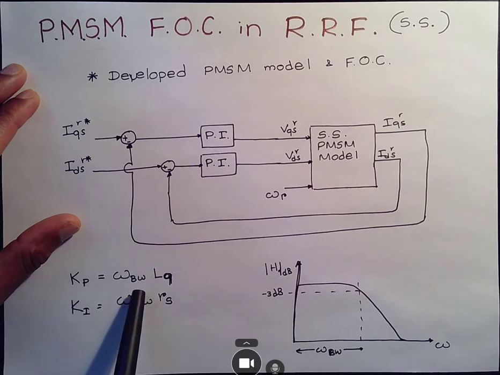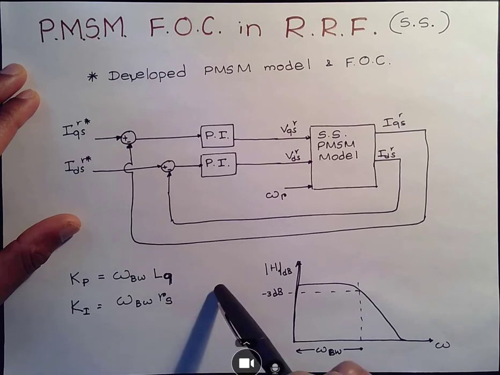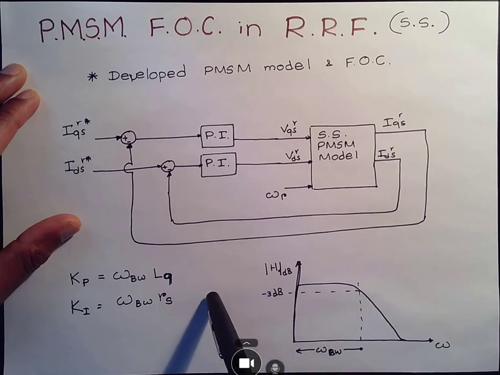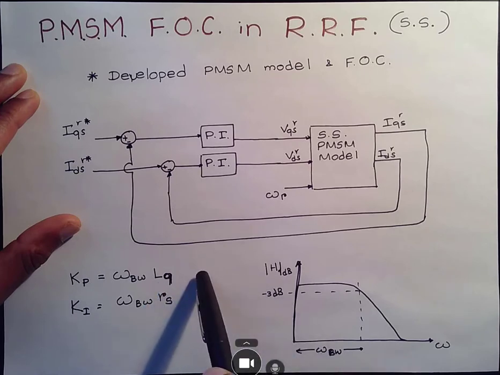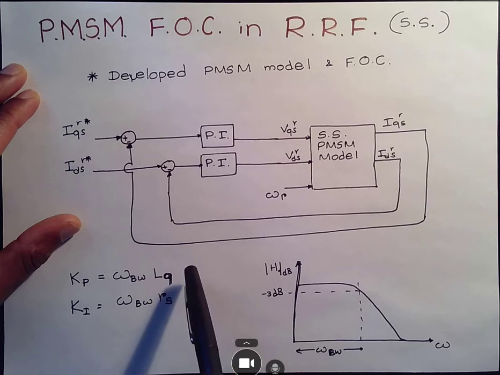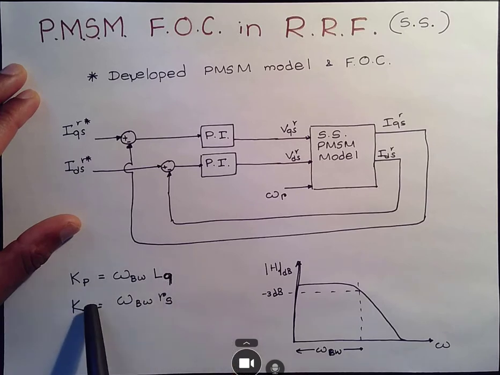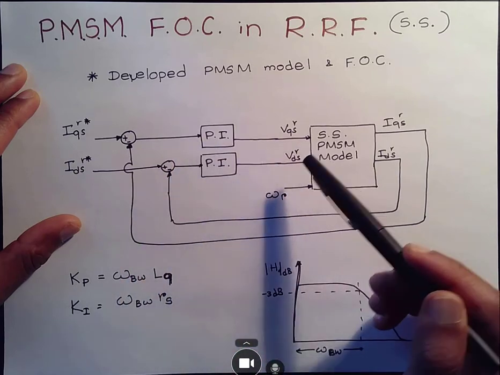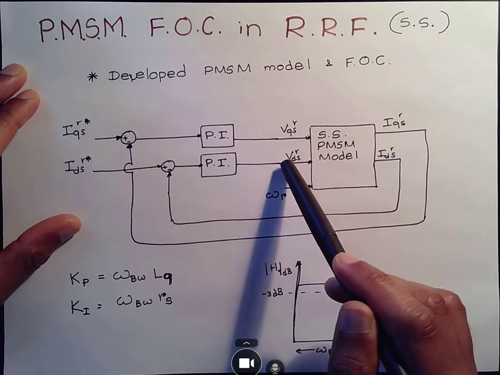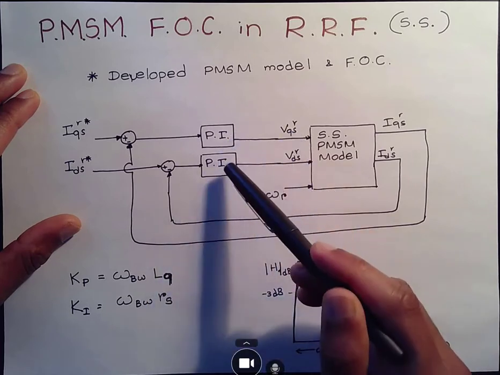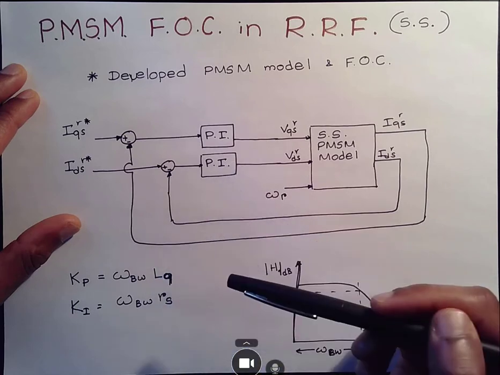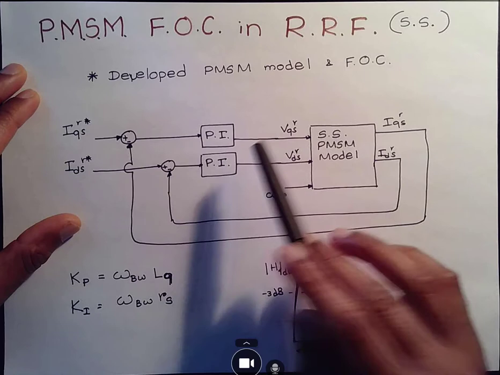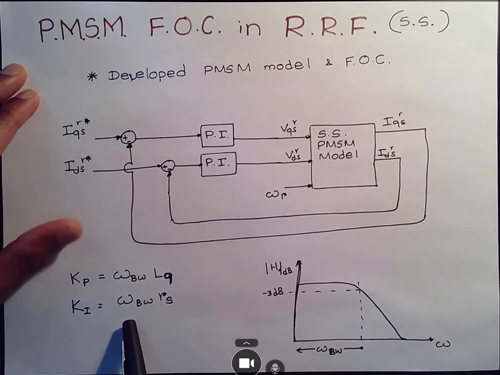Basically, your Kp is bandwidth times inductance, your Ki is bandwidth times resistance. Now in this case, since I'm considering a surface mount magnet PMSM, our Q and D axis inductances are the same. Hence, both the Kp and the Ki values for Q and D axis are going to be the same. If you have different inductances for Q and D axis, you can modify your PI controllers to be different if you need to do that. Okay, but typically this approach works fine.